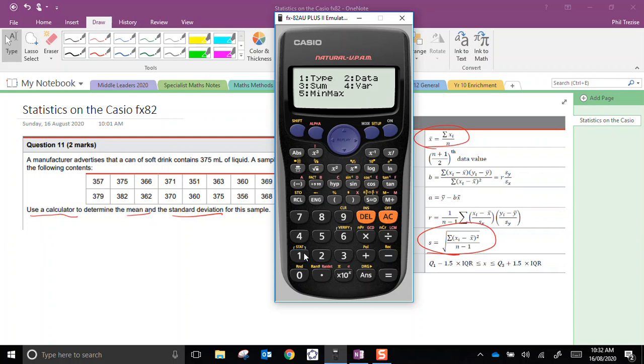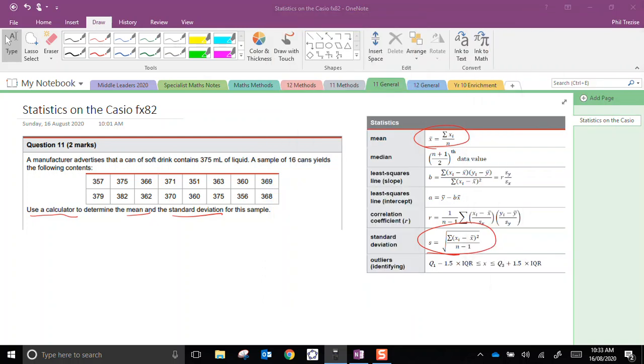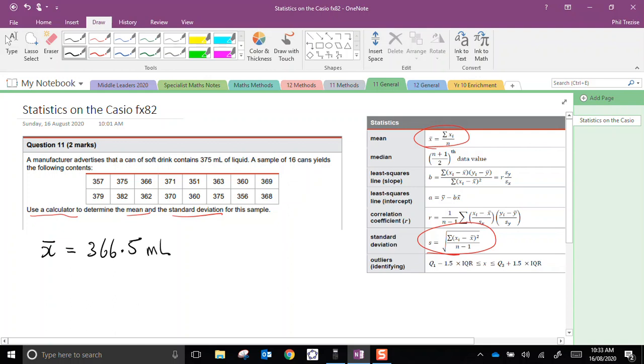So I'll go back into my stat menu, and what I want here is number 4 about variables. Here it is. Number 2 gives me the mean, option 2. Don't forget to press equals, and it computes the mean, 366.5. So I'll just put my calculator to one side and I'll write that down. The mean equals 366.5. Because this was measurements in volume, I'll give the unit millilitres.